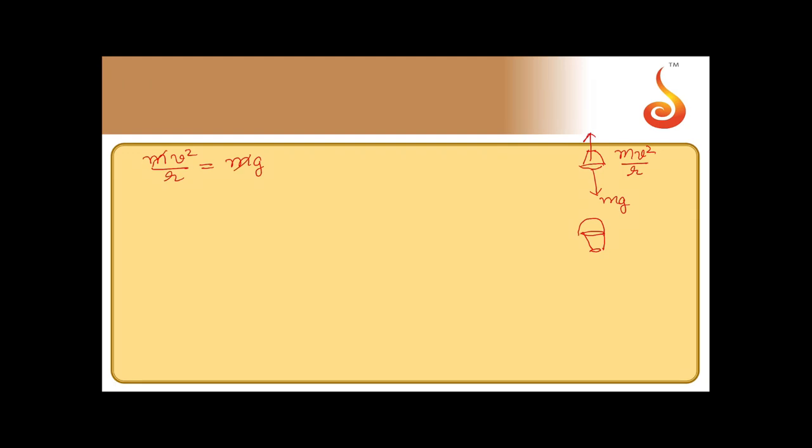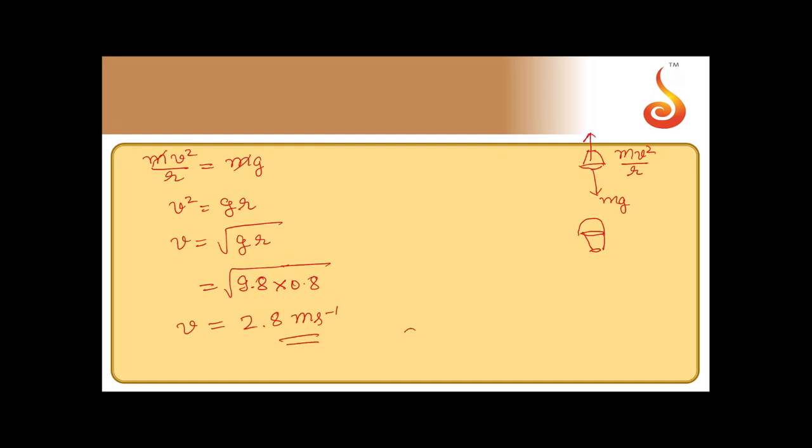Notice one thing, m gets cancelled, so it doesn't matter how much water is there inside. So v square is equal to gr, v is equal to root of gr. g is 9.8, radius is given, it is 0.8. On simplification, you will get it to be 2.8 meter per second. That is option A.